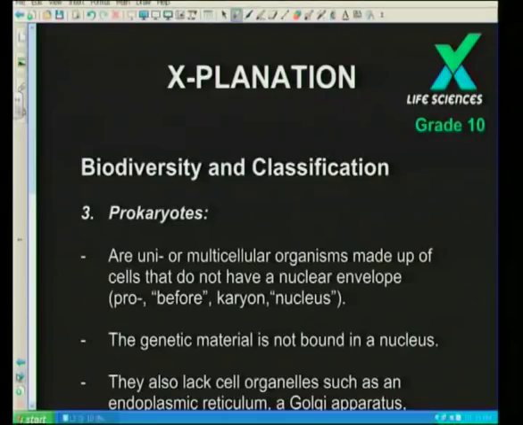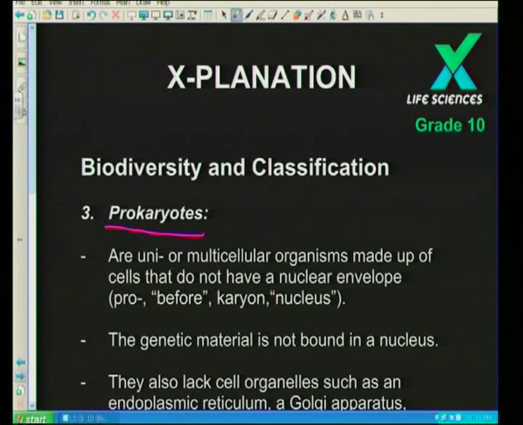We now look at prokaryotes and eukaryotes. So our biodiversity of plants and animals, that means a wide variety of plants and animals, can be divided into two further categories, and these are prokaryotic or eukaryotic. Let us now look at the differences between prokaryotic and eukaryotic.